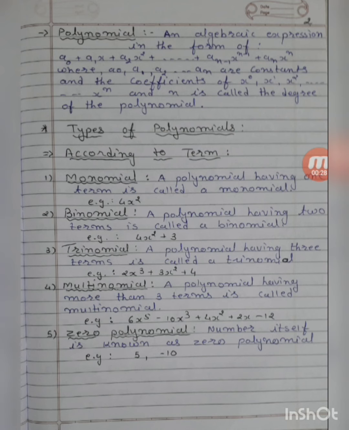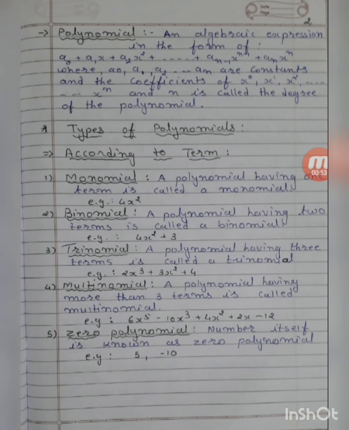Binomial. A polynomial having two terms is called a binomial. Example, 4x square plus 3. Here you can see two terms, 4x square and 3. So this is called a binomial. Trinomial. A polynomial having three terms is called a trinomial. Example, 2x cube plus 3x square plus 4.